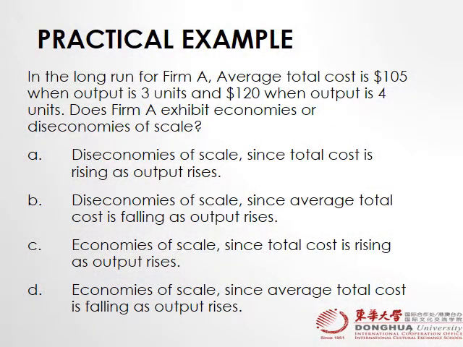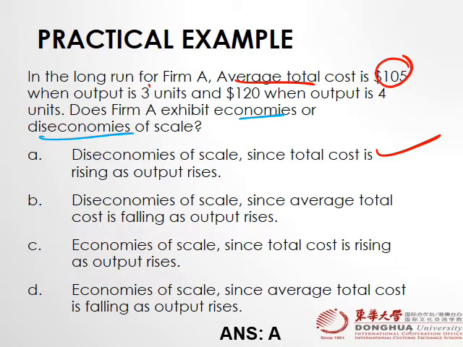So I have pasted a practical example to further test your concept regarding economies and diseconomies of scale. I just want you to pause the video, read the question thoroughly, and then choose the best answer. If your answer is A, then you are in good shape. Why? Because this is diseconomies of scale. Because average total cost is 105 when you produce 3 units, and when you produce 4 units, the average total cost is 120. It means average total cost increases with the increase in output. So this is called diseconomies of scale.